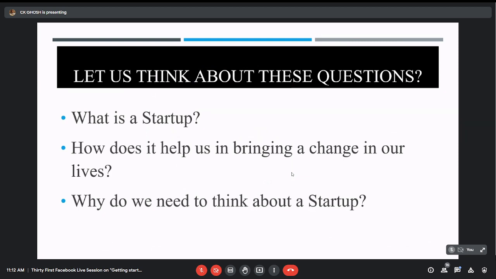Because that is what any founder or any person handling a startup would try to reflect: that this was a situation in some arena X, and that arena X has now become X prime. X has changed to X prime, and in the process it has brought changes in our lives also. So how does it help in bringing a change in our lives? And why do we need to think about a startup? These are the basic questions, and we should be ready. One who is going to start such an enterprise should be very clear in his or her mind about the answers to these questions. There should not be any ambiguity.